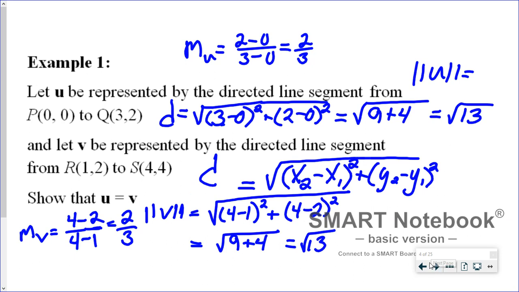So we can say that vector u is equal to vector v.